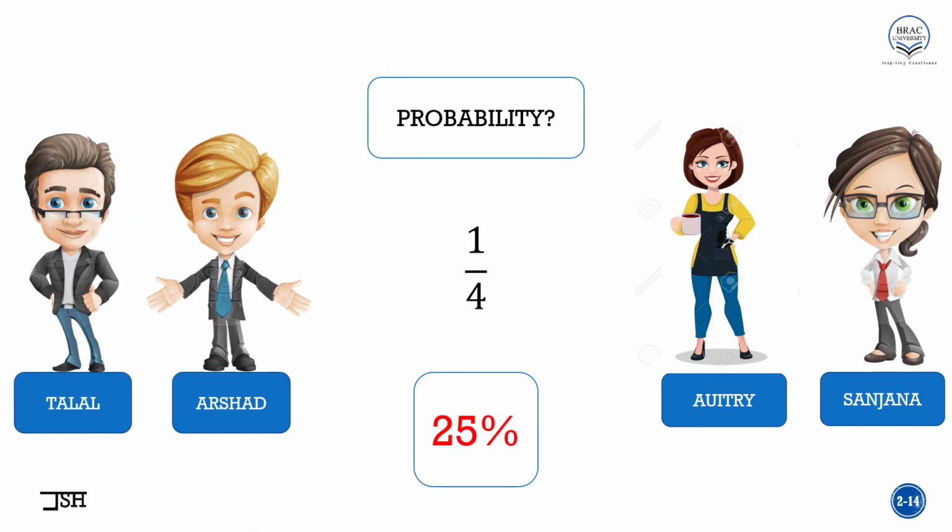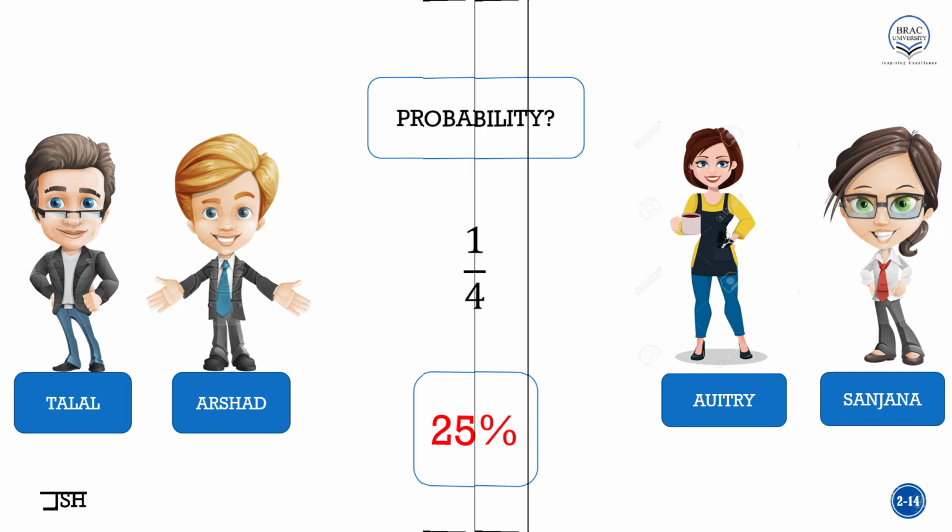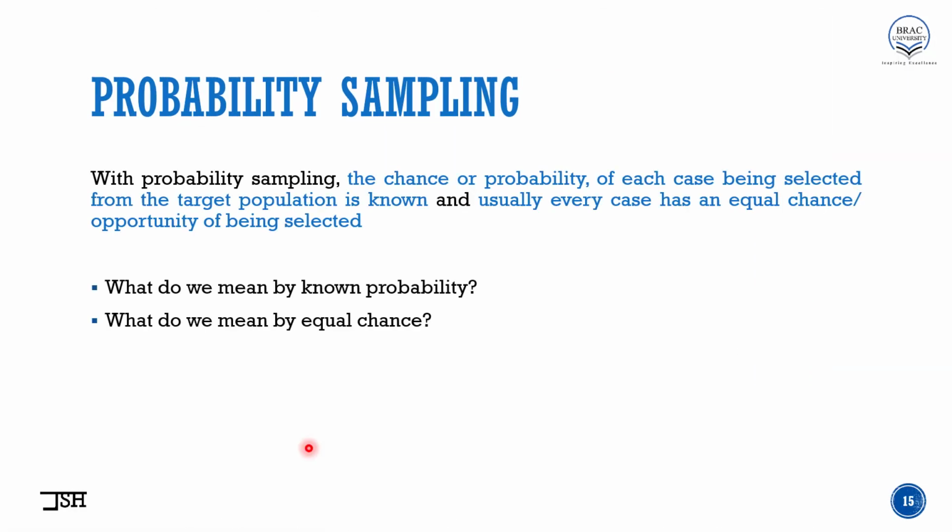Same thing applies here as well. Among the 4 people, all of you have an equal opportunity of being selected in the sample. So I'm not going to be biased here towards somebody specific. All right, this is what we mean by equal opportunity of being selected. So again, here are the conditions. If there is a known probability and everyone has an equal chance of being selected in the sample, in that case, that sampling method will be called probability sampling.